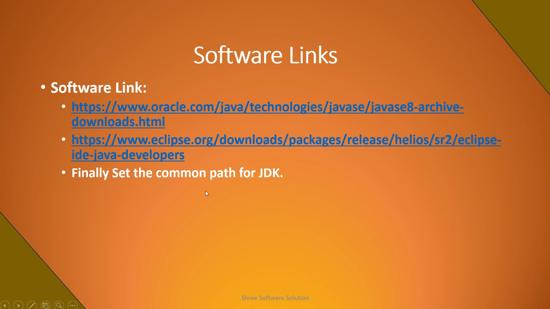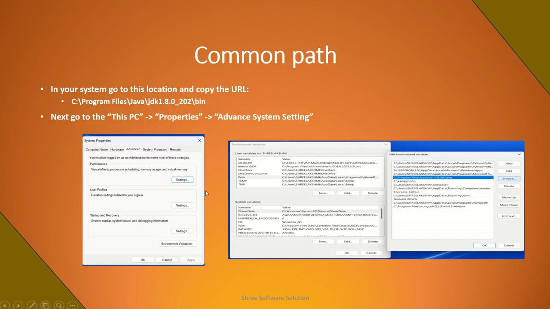How to set the common path, here I explained. After installing the JDK software in your system, go to this link and copy this URL in Program Files, Java, JDK and bin, like that. We'll get one URL there. Copy this URL and go to This PC properties, advanced system settings, environment. There you will get the system properties window like this, and click on environment variables.